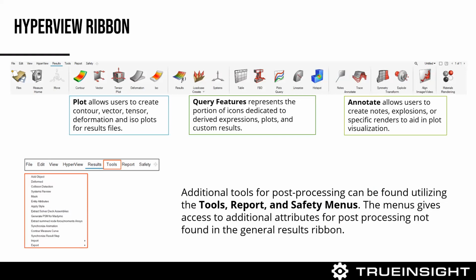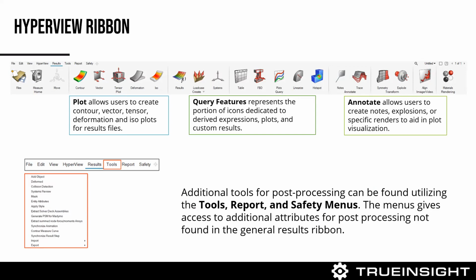All right, so before we jump into the tool, I just want to illustrate what happens within the actual ribbon. HyperView has 3 specific tabs that pertain to post-processing. The primary one is Results. The Results tab has the plot features, which would be your typical contour, vector, tensor, deformation, and iso plots. We'll get into that as we work our way through this.